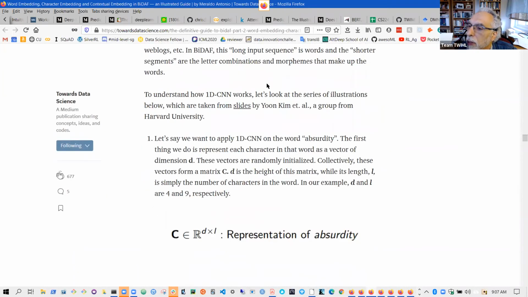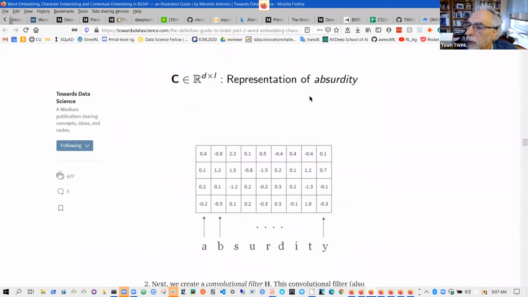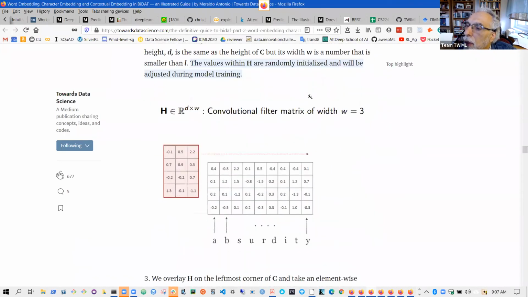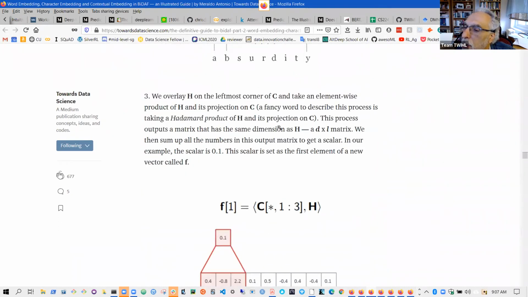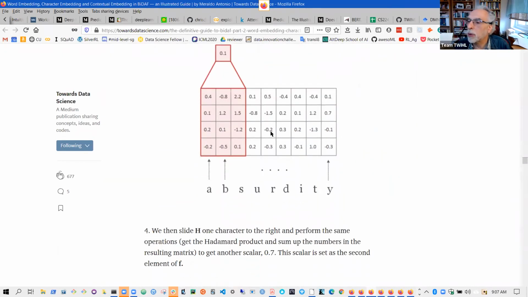He talks in more detail. This will be great for a reference for next week, I think, because we're going to talk about this one-dimensional CNN thing for context embeddings. Okay, so let's see, convolutional filter. This is more details of the convolutions. I think we'll skip over that because we'll probably cover it next week.